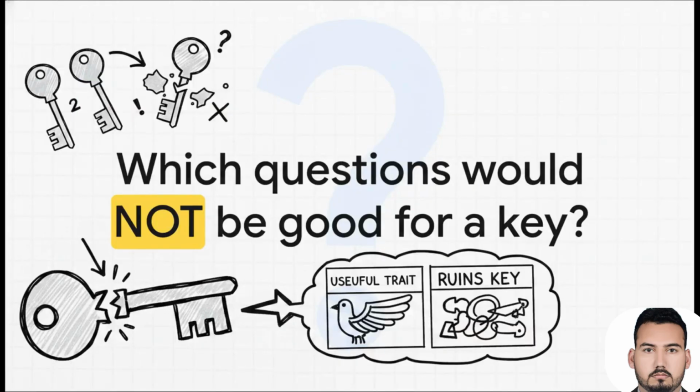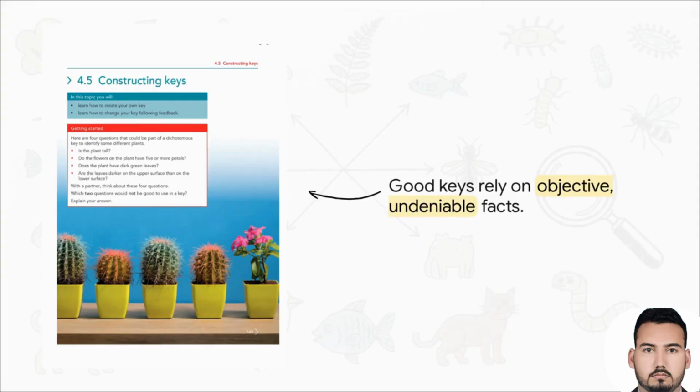But wait, hold on a second. As you design your key, you have to be incredibly careful. Not all questions are created equal. Let me ask you this. What makes a physical trait useful? And which questions would actually ruin your key? Think about it for a second. If a key relies heavily on the rule of 2, what breaks that rule? So the absolutely crucial point here is that your questions must be entirely objective, not subjective at all.